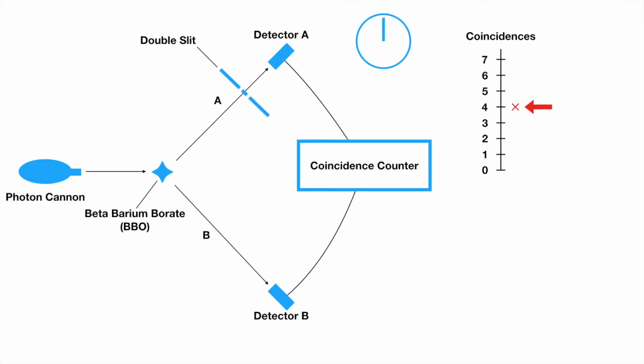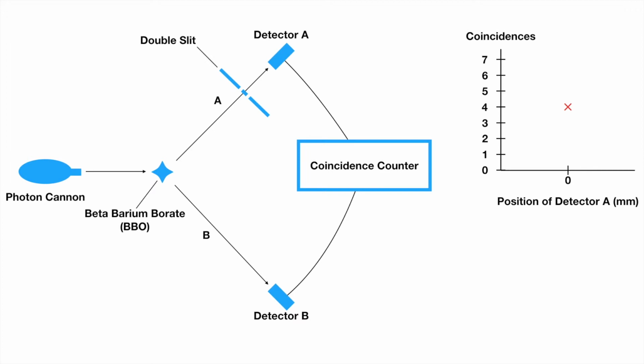We'll also write down the position of the detector, and we'll say that the detector is at position 0 when it is right in the middle of the double slit, just like in the diagram right now. Also, these numbers here aren't quite right. This was just for illustration purposes. In reality, the final count of coincidences will be much higher.